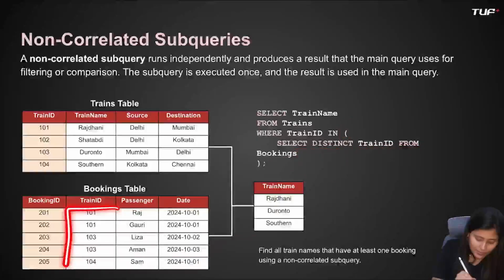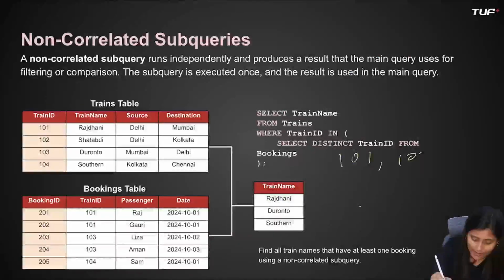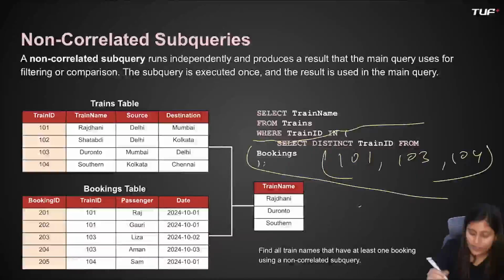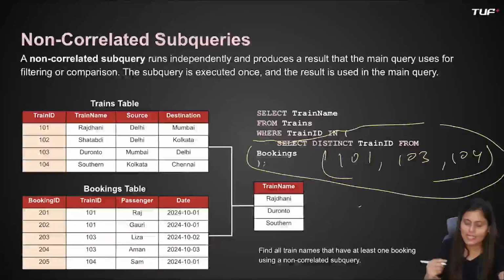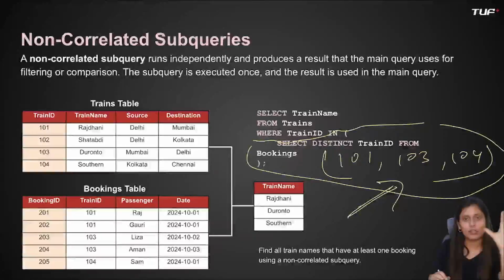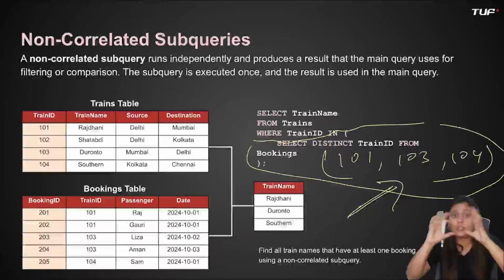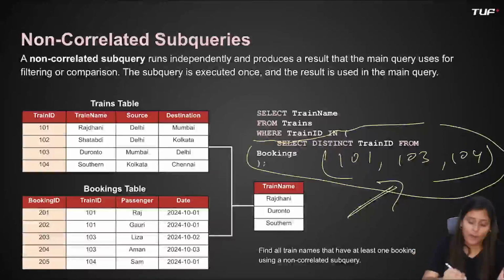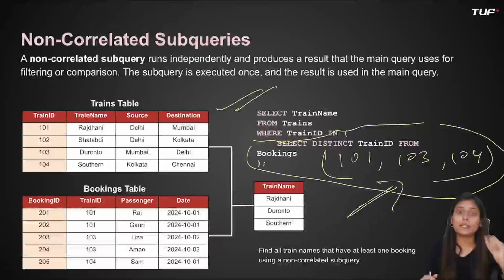So from the bookings table, if you run this distinct train IDs query, what will it give you? It will give you 101, 103 and 104. So you can see the inner query has run independently and has given the result as 101, 103 and 104. And now this result is being used by the outer query for the filtering purpose, right?